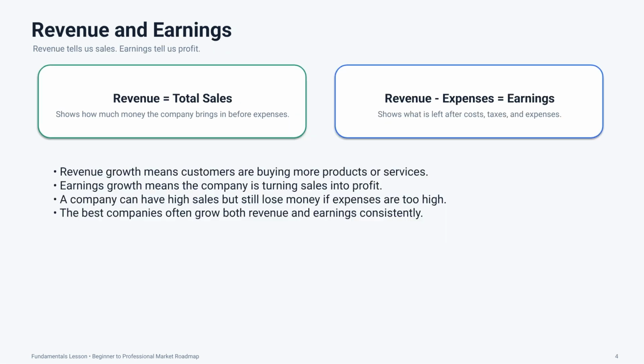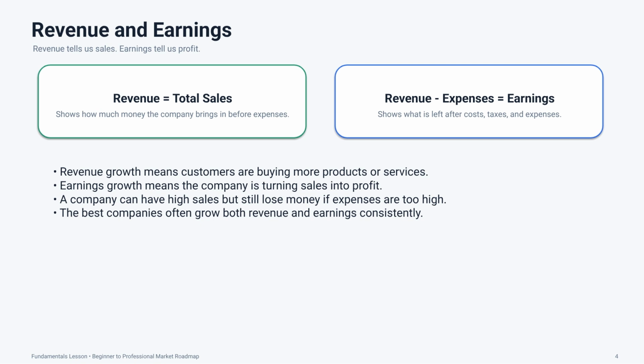Revenue and earnings are 2 of the most important numbers in fundamentals. Revenue means total sales. This shows how much money the company brings in before paying expenses. If revenue is growing, it usually means customers are buying more products or services from the company. Earnings means profit. Earnings are what is left after the company pays costs, taxes, wages, interest, and other expenses. The simple formula is revenue − expenses = earnings.